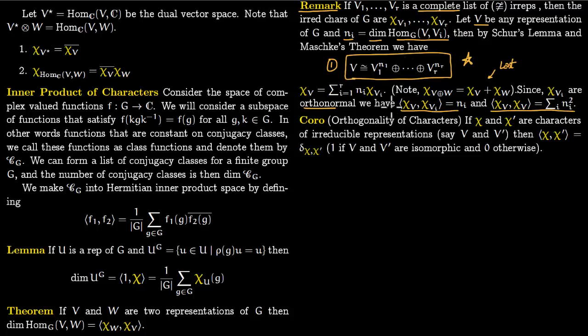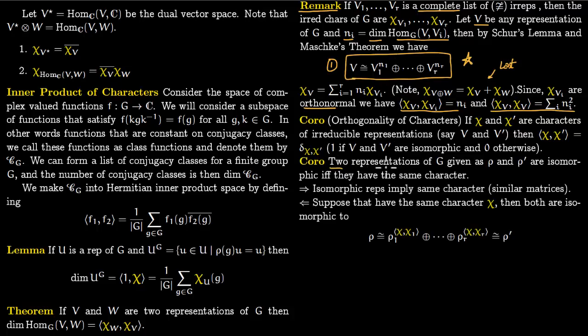So now because of this observation, we can prove another important theorem: two representations of G, given as rho and rho prime, are isomorphic if and only if they have the same character. Notice that a character doesn't seem to have much information, it is just a complex number. But we have this powerful theorem that these two representations are the same if they have the same character.